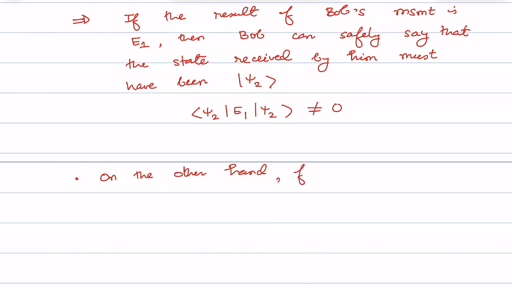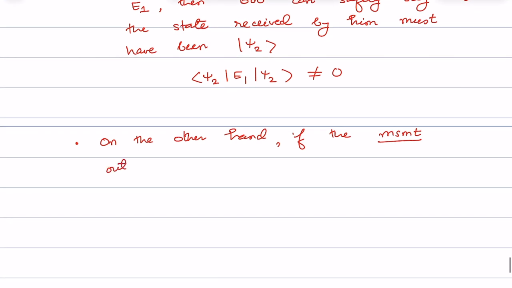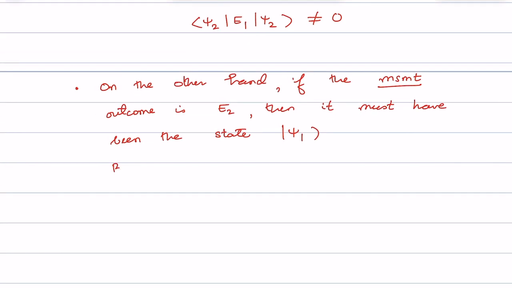On the other hand, if the measurement outcome is E2, then it must have been the state |psi 1> that Bob has received. Because if you again calculate mathematically <psi 2|E2|psi 2>, you will find it to be 0, and you will find <psi 1|E2|psi 1> is non-zero.